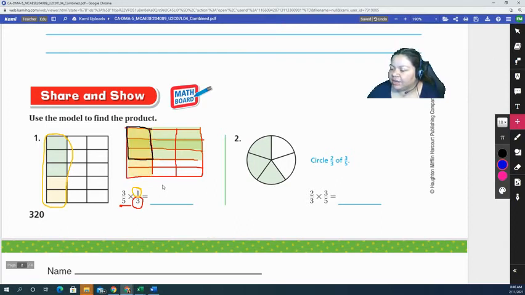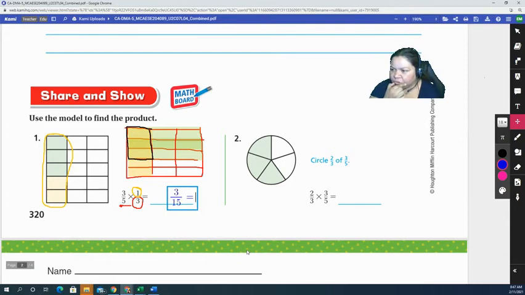So your answer is going to be what shaded twice. 1, 2, 3 shaded, 3 is going to be my numerator. And my denominator is going to be how many pieces I have in my model. So I have 1, 2, 3, 4, 5, 6, 7, 8, 9, 10, 11, 12, 13, 14, 15. Or you could have done 3 times 5 is 15. So it's 3/15.